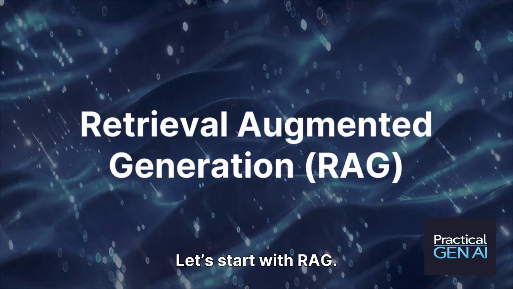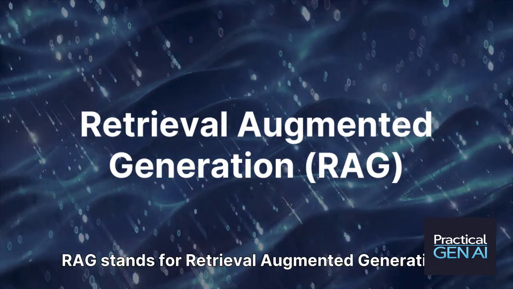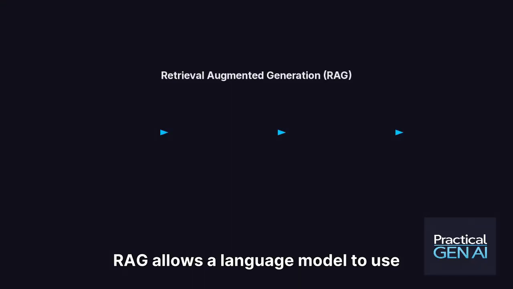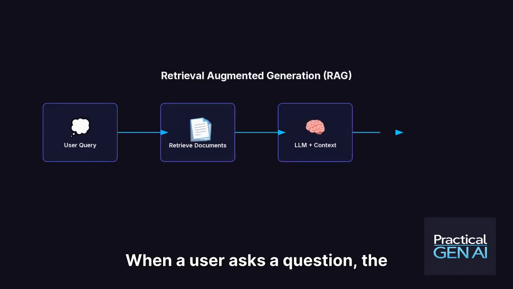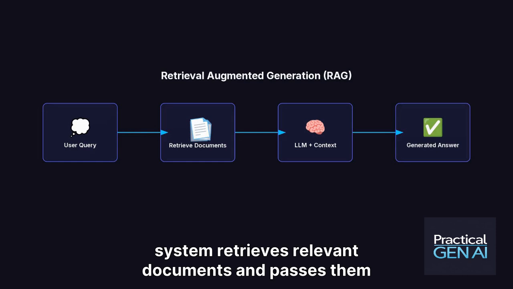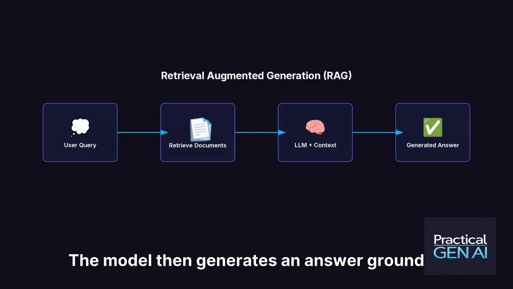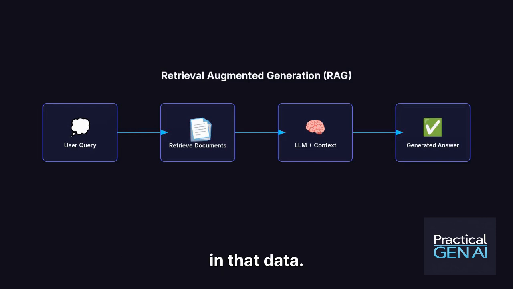Let's start with RAG. RAG stands for Retrieval Augmented Generation. RAG allows a language model to use external data at query time. When a user asks a question, the system retrieves relevant documents and passes them to the model as context. The model then generates an answer grounded in that data.